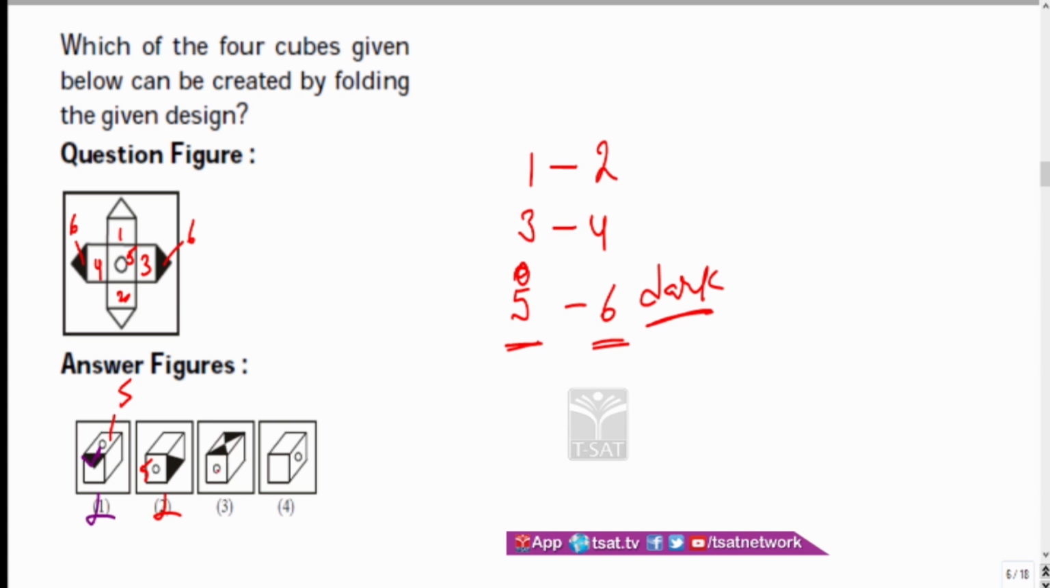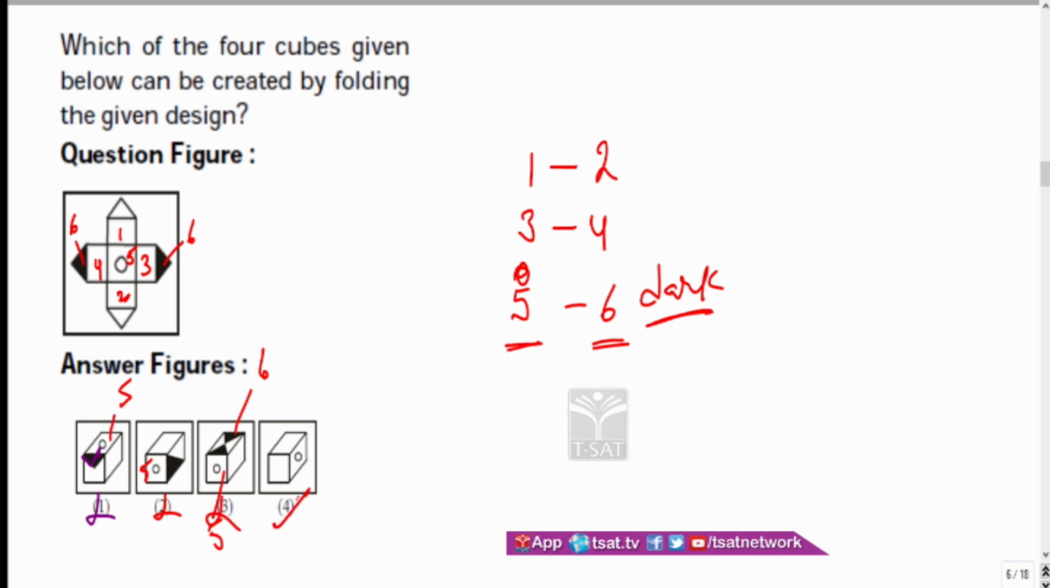In option 3 the problem is the same, because the circle is visible, which is the 5th face, and the dark color on the top is also visible, which is the 6th face. Both the 5th and 6th faces are opposite, but they are adjacent here. So even this cannot be the answer. So what is my answer finally?